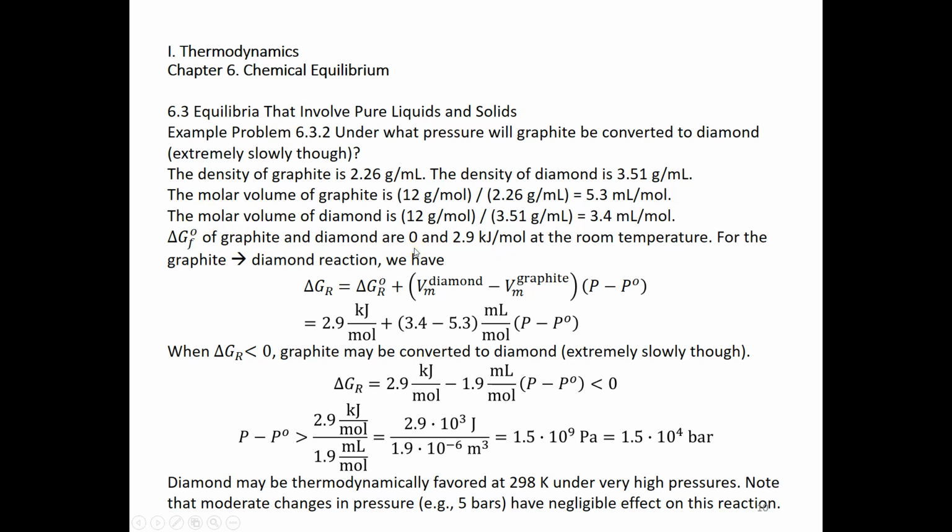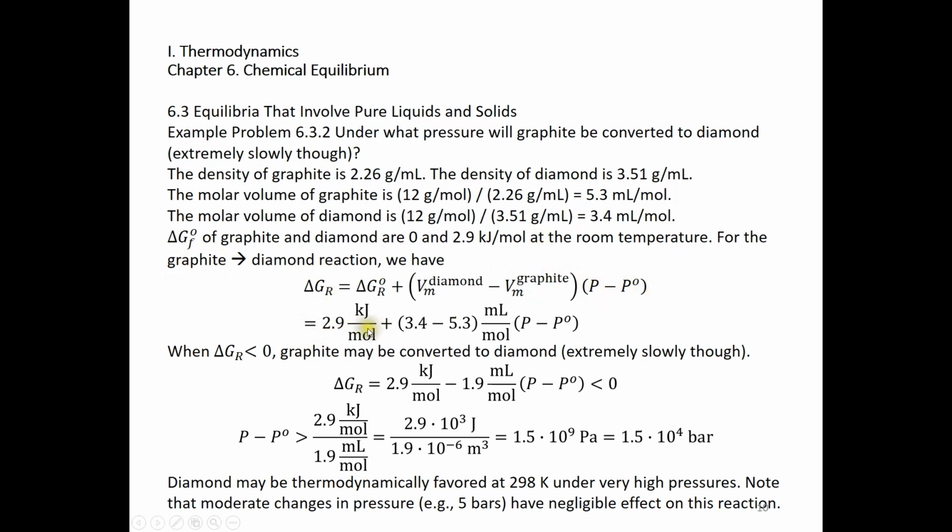However, for this graphite to diamond conversion, we can make it happen if we have high enough pressure. So now let's make it happen. Let's look at this reaction from graphite to diamond. The Gibbs energy of reaction is again the standard Gibbs energy of reaction plus the molar volume of the product minus the molar volume of reactant, which is graphite, and then multiplied by the pressure difference. We can plug in all the numbers.